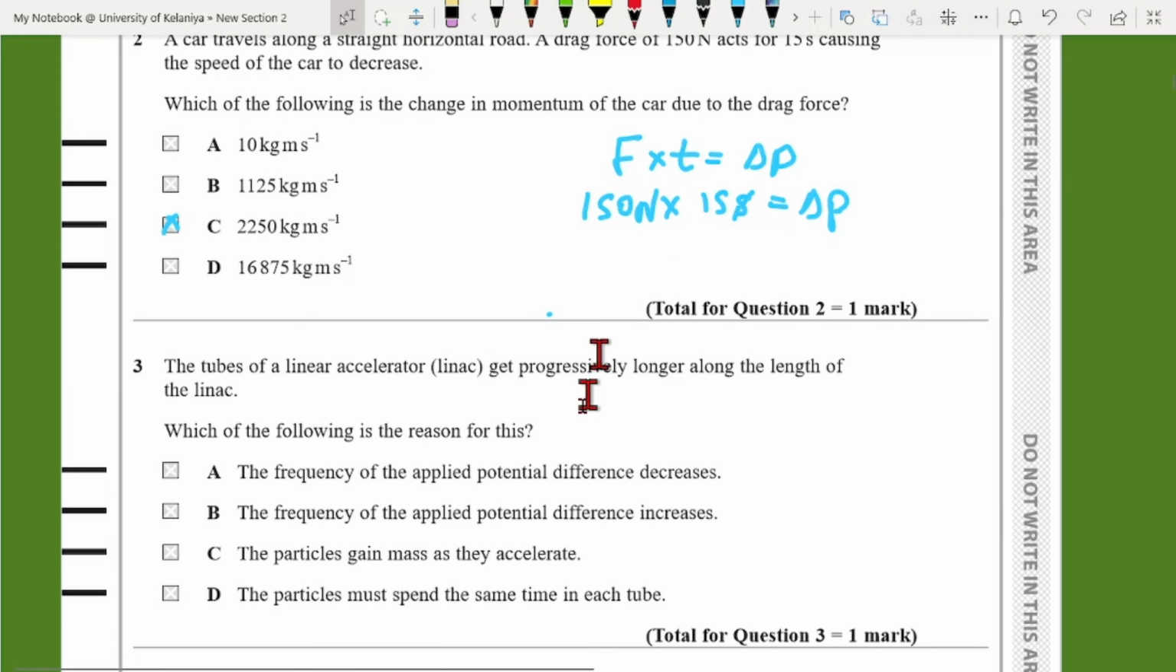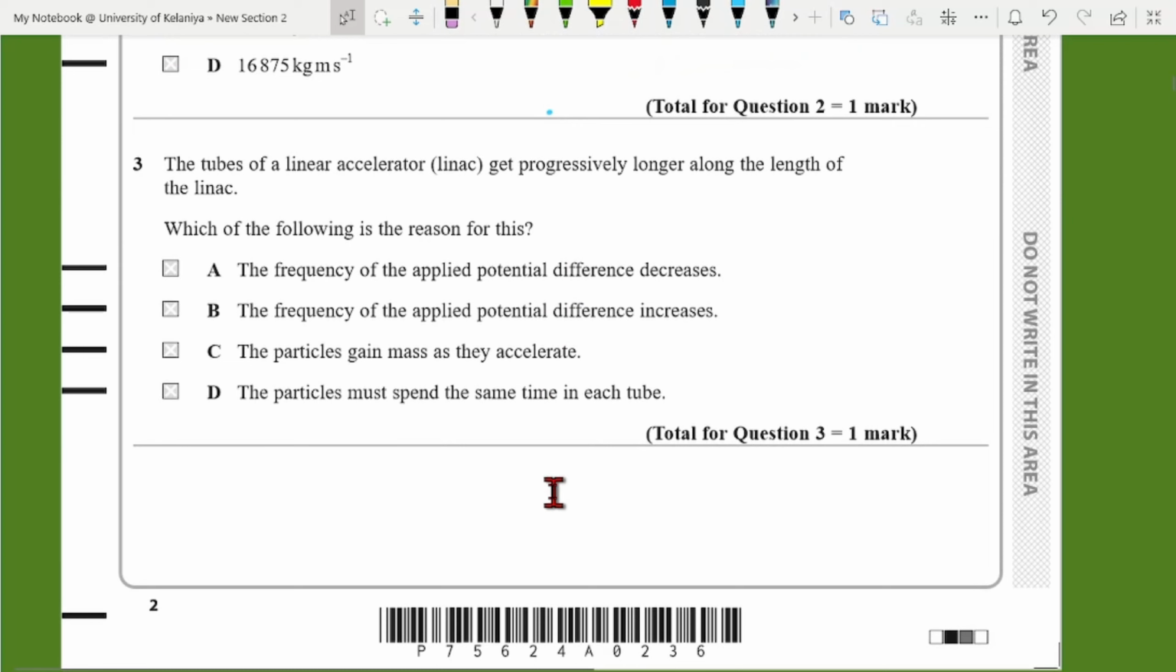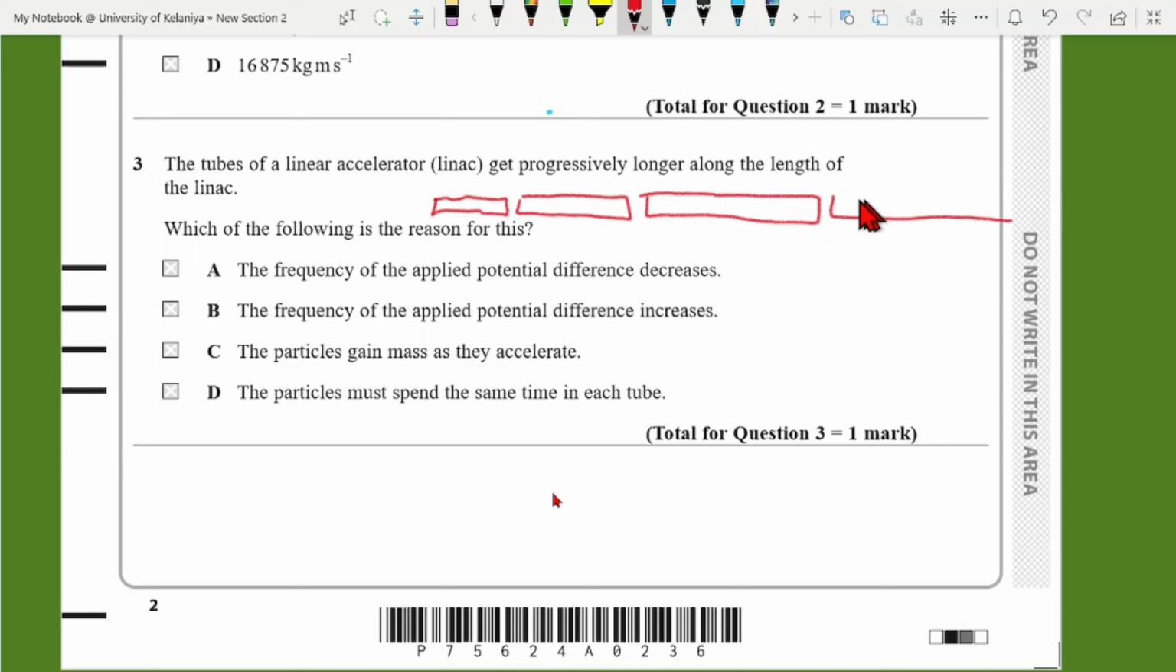Right, the tubes of a linear accelerator get progressively longer along the length of the linac. Which of the following is the reason for this? So I hope you can imagine the length of the tubes. They are like this. They are increasing little by little, right? At the end of the tube, you will get nearly equal length because they are approaching the speed of light, right? They're asking which of the following is the reason for this.